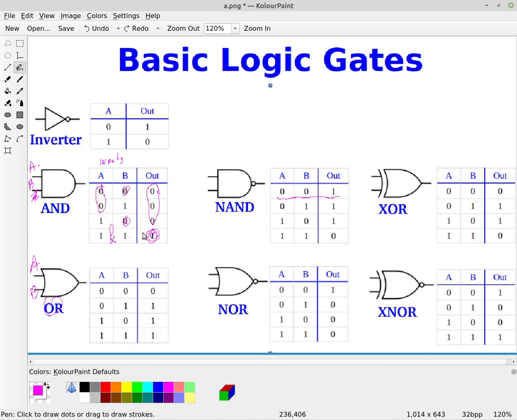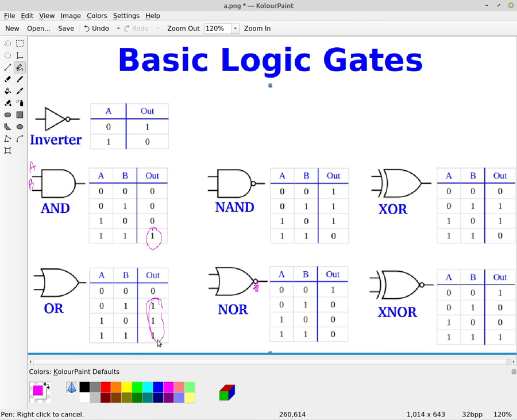Where the AND gate only gave you a 1 out if they were both a 1, the OR gate gives you a 1 out if either one of them is a 1, including if they're both a 1. Okay, and then of course we have the NOR gate, which just negates that.